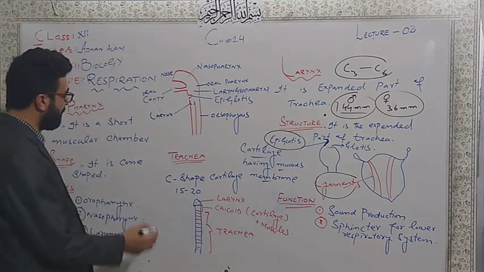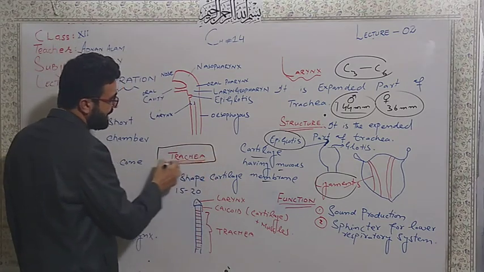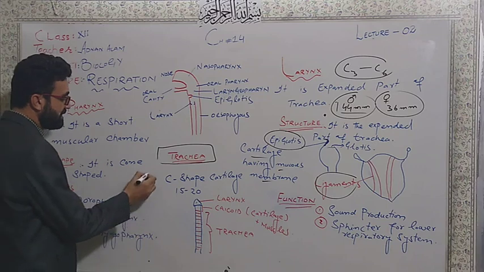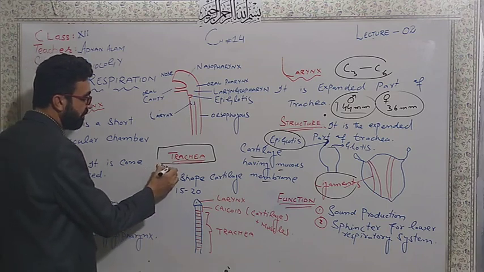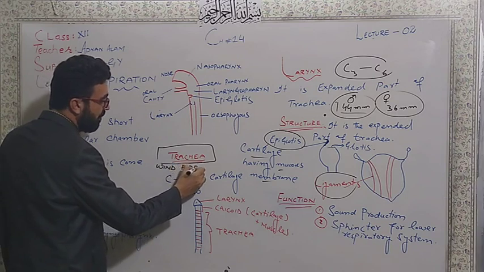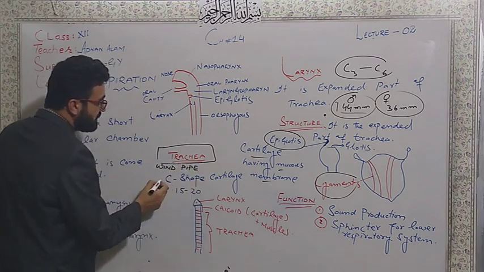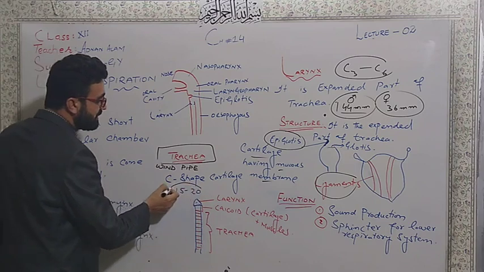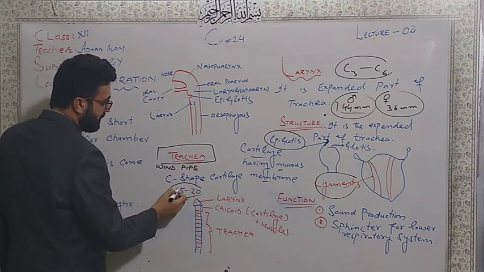Next we have the trachea. The trachea is the windpipe. This is also called the windpipe. The windpipe is made up of C-shaped cartilaginous rings, which are in number.